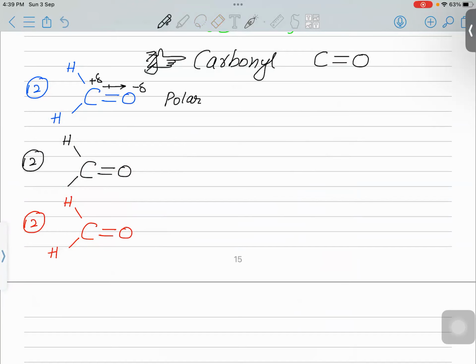Now, if you have chlorine here, is it polar or non-polar? It will be polar. Why polar? Because oxygen and chlorine do not cancel. Exactly, because the electronegativity of oxygen is greater than the electronegativity of chlorine.